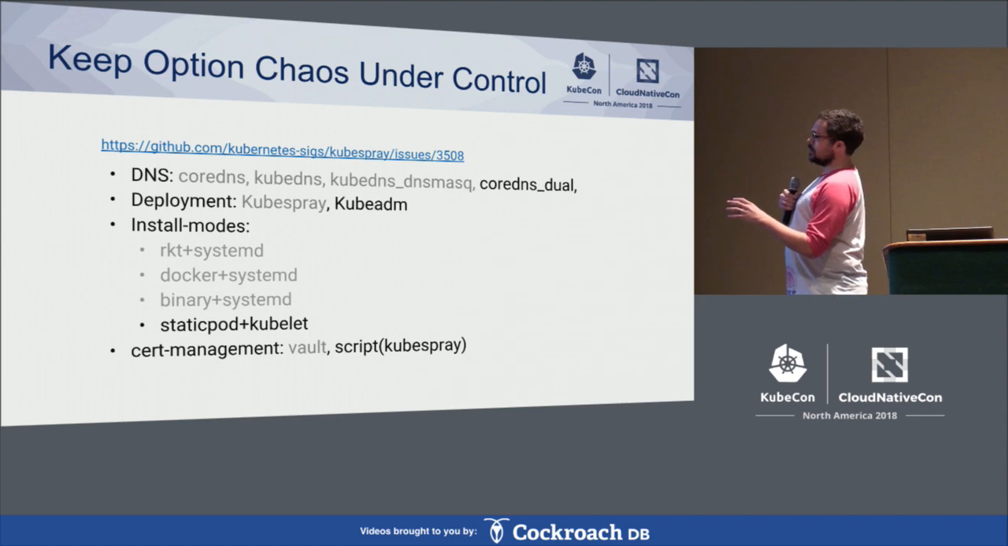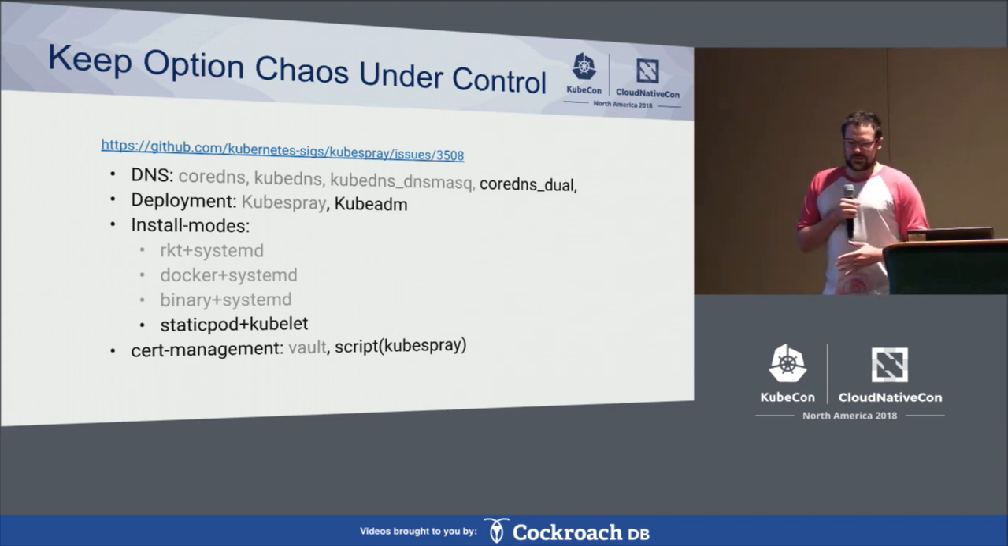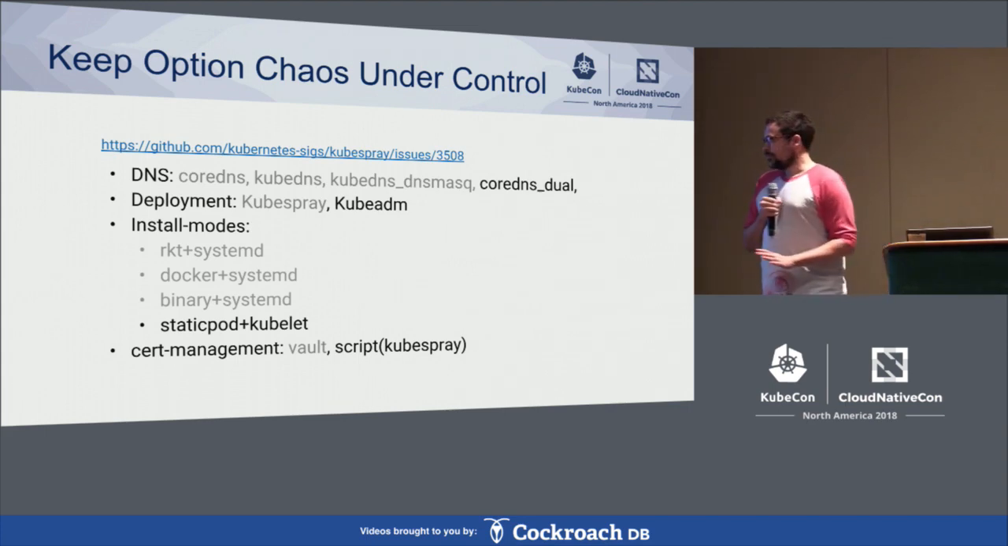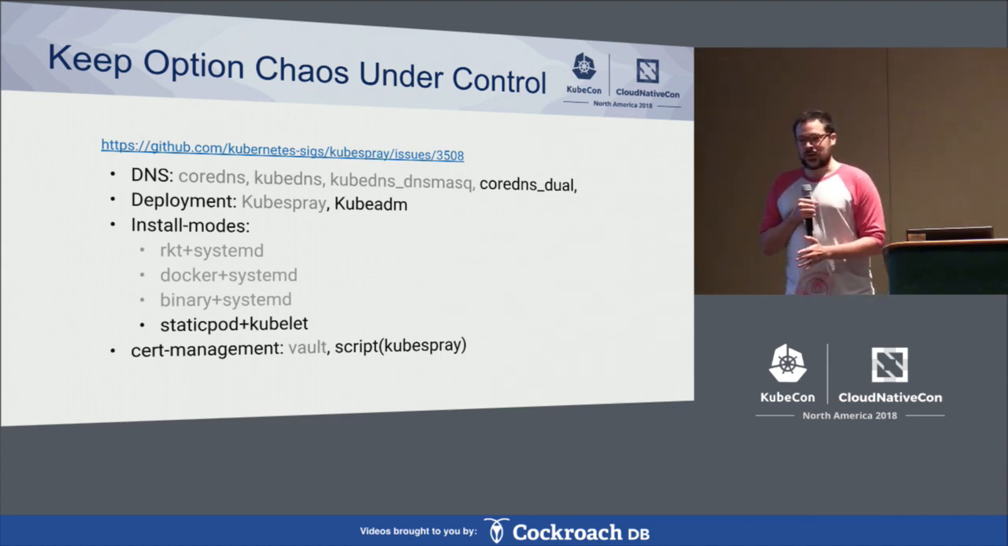So on the DNS part, we have CoreDNS, kubeDNS, DNSMasq, CoreDNS dual, and we decided to just keep the last one, just CoreDNS. The deployments, I'd say we have the native Kubespray one and kubeadm, and we decided to keep only kubeadm.